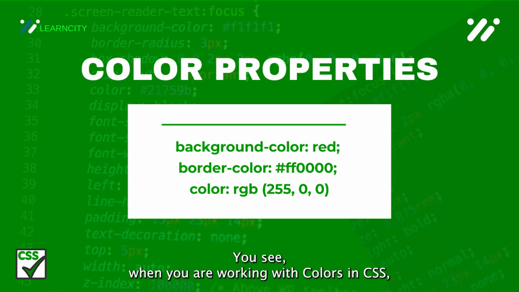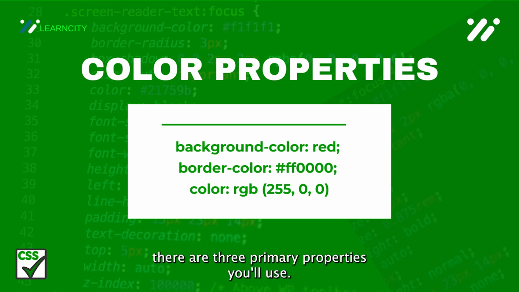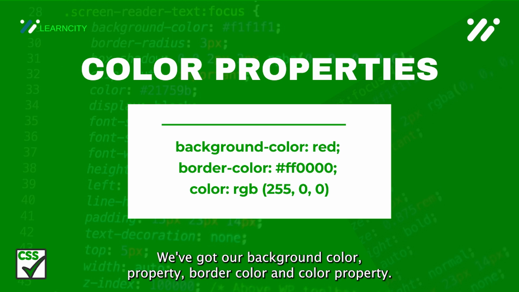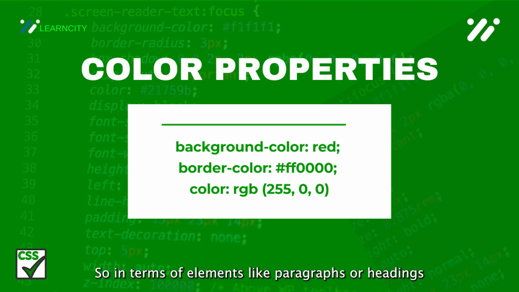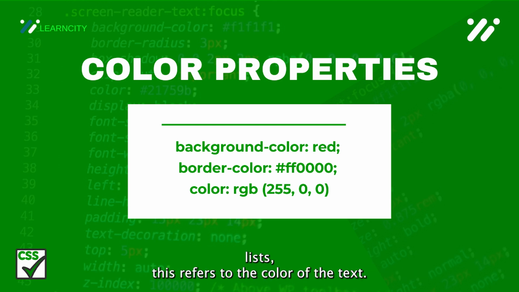You see, when you are working with colors in CSS, there are three primary properties you'll use. We've got our background color property, border color, and color property. Many people often refer to the last one as the foreground color. So in terms of elements like paragraphs, headings, or lists, this refers to the color of the text.